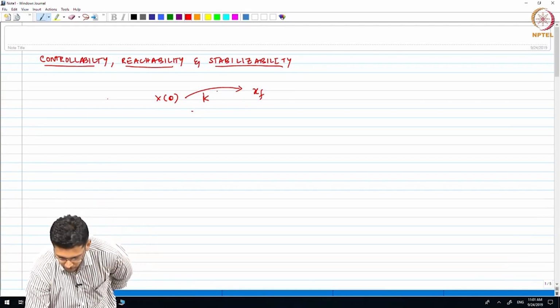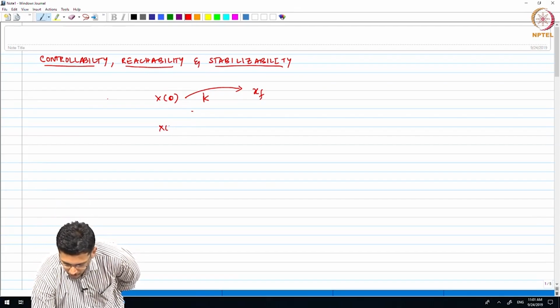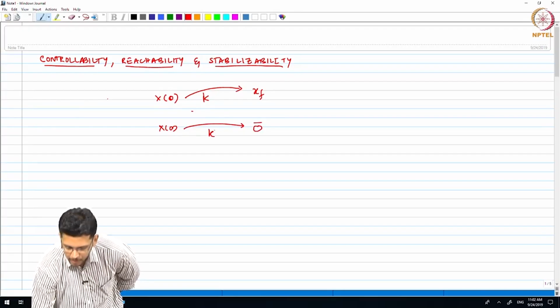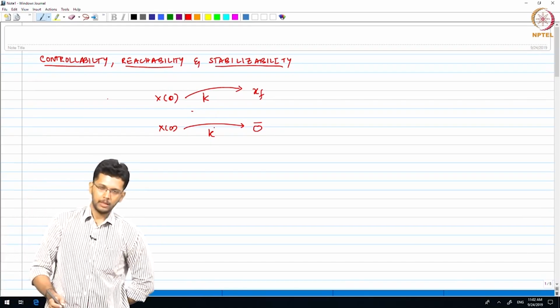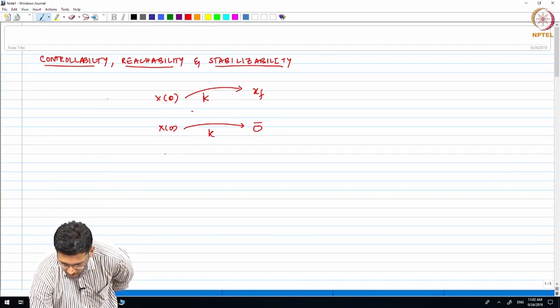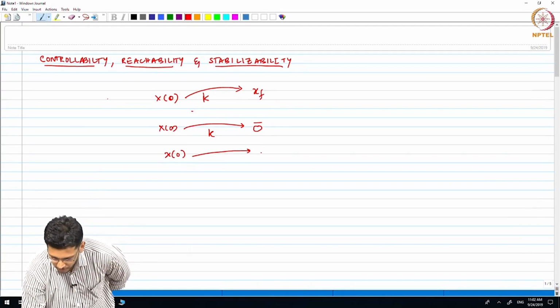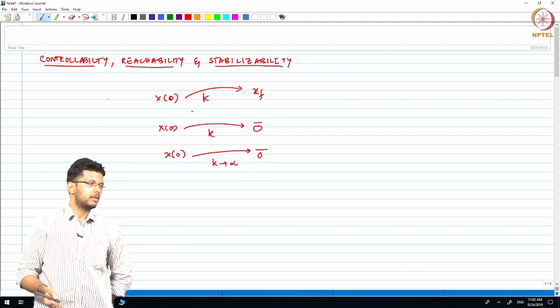And then when you want to move the system from some initial state x naught to the origin in fixed time instance k, then it is the controllability. Then you can say that the system is controllable. And stabilizability is, you start a system at some initial state, and then you are trying to stabilize the system to the origin at infinite time steps. Then this is known as the stabilizability.